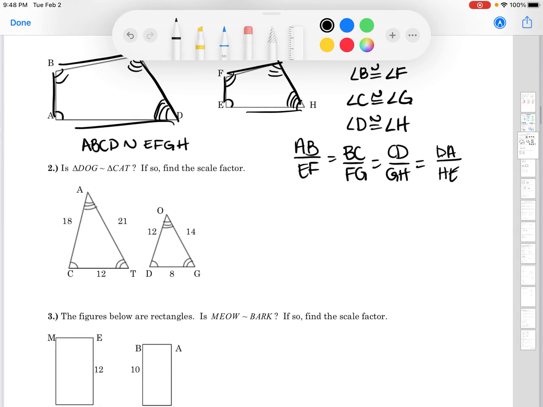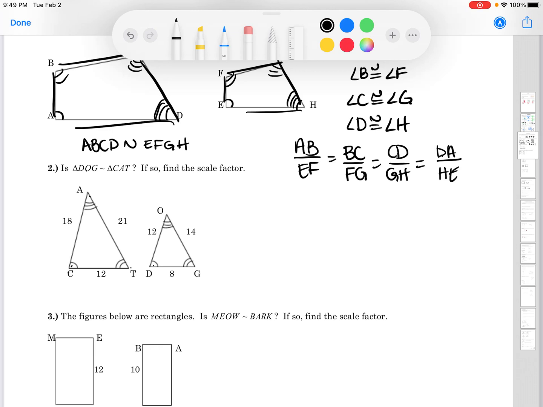All right, and the next one, we want to determine: is triangle DOG similar to triangle CAT? If so, we want to find that scale factor, and that scale factor is going to come from really doing that ratio. So we see we have congruent angles C and D, good, A and O, good, the middle letters, and T and G, the end letters, good. Okay, so our angles are all congruent, check. Are our sides proportional? So we want to compare those sides.